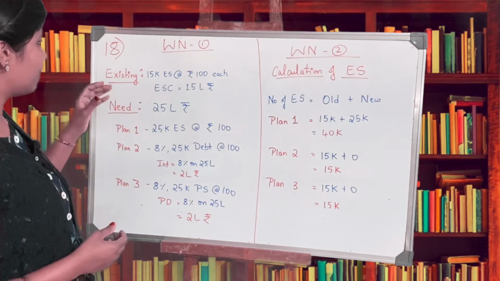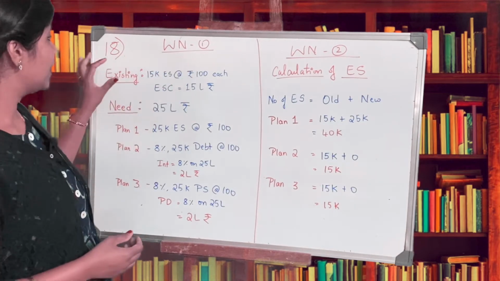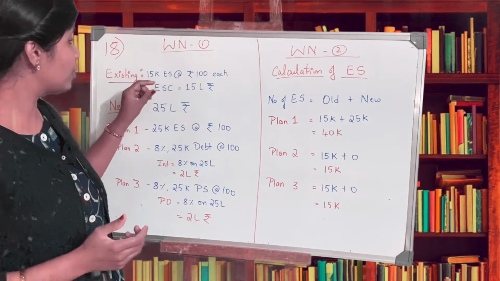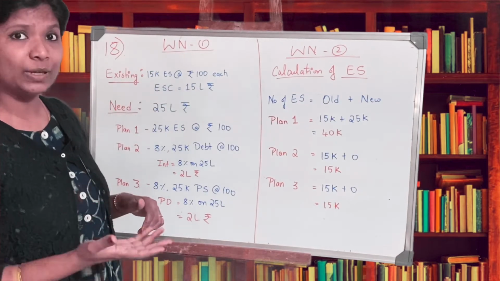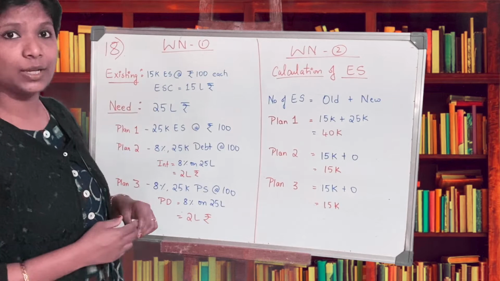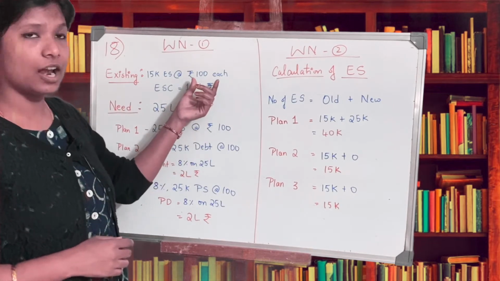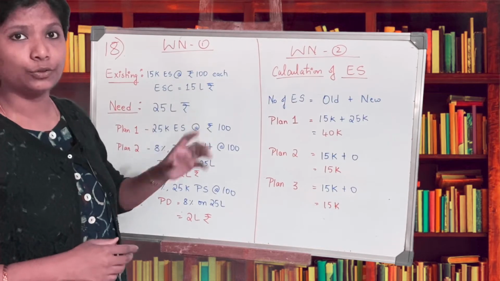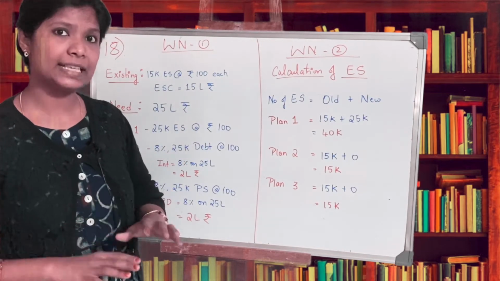Let's look at what's given first. Working note number 1. The company has an existing equity share capital. How much? 15 lakh rupees. How many equity shares? 15,000 equity shares, each of rupees 100. So 15,000 into 100 is 15 lakh rupees. So this is the existing capital.